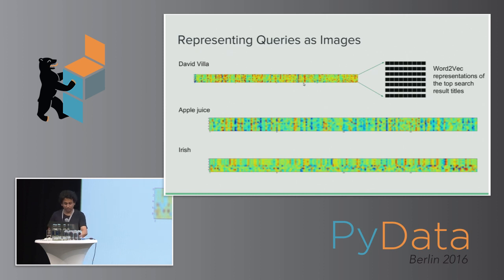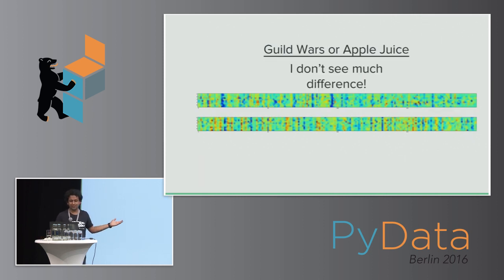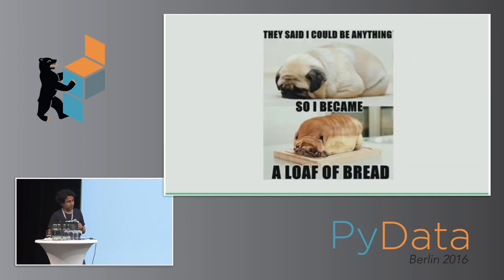So David Weir. That's David Weir. He won't be happy if he sees this. Then we have an image for apple juice or Irish. A lot of you might think, yeah, it doesn't make sense. I don't see any difference here. Guild Wars or apple juice. Well, humans don't. Computers do. But even computers fail sometimes. Like this one. Is it a bug or a loaf of bread? So then we come to the machine learning part of it.